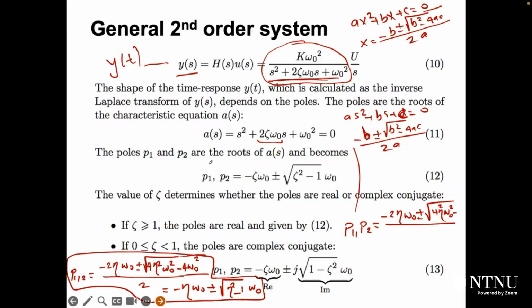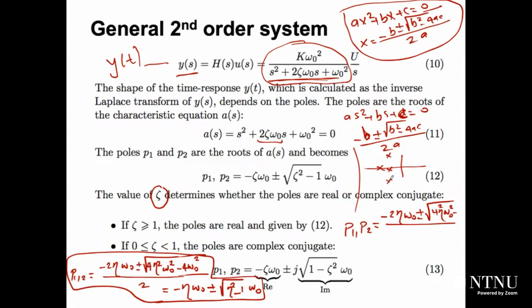So you need to use this equation to get P1 and P2. The value of zeta determines whether the poles are real or complex conjugate. If it is real, it is located on the real axis; otherwise it is complex conjugate, like this one. Zeta is very important, right? If zeta is greater than 1, this square root will be positive, and when it is positive, it means the poles will be real. So when zeta is greater than or equal to 1, the poles will be real, right?